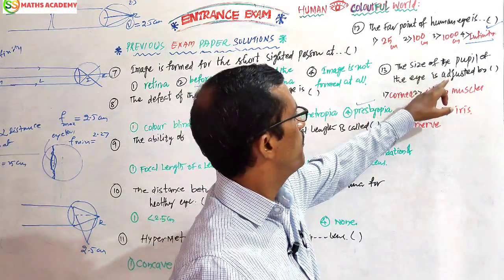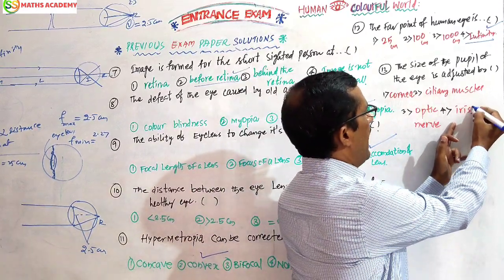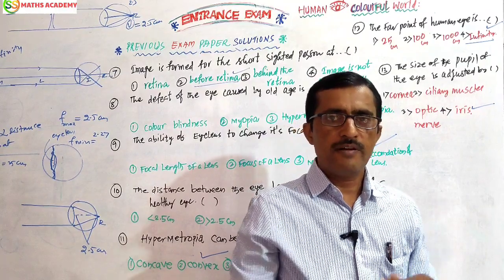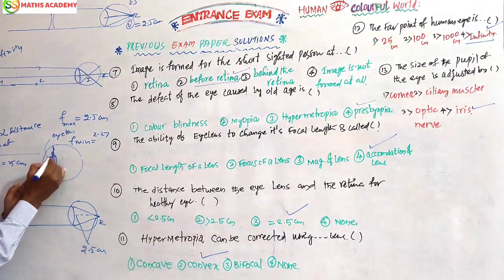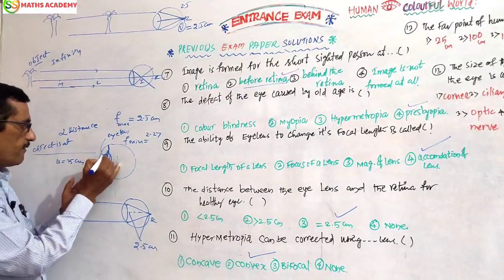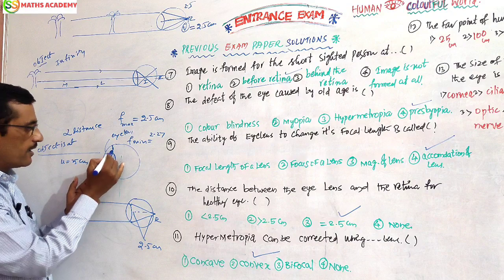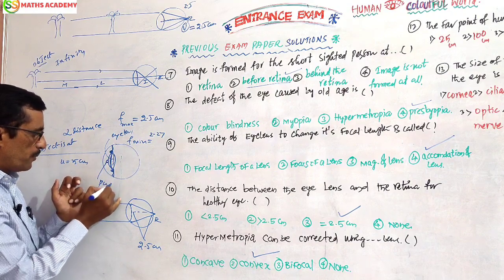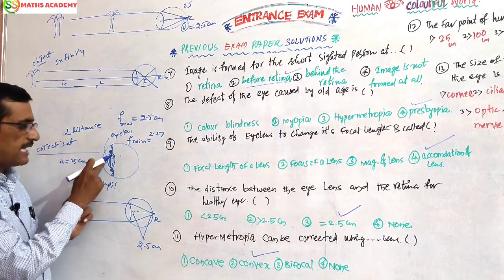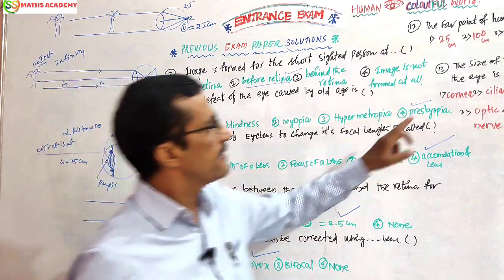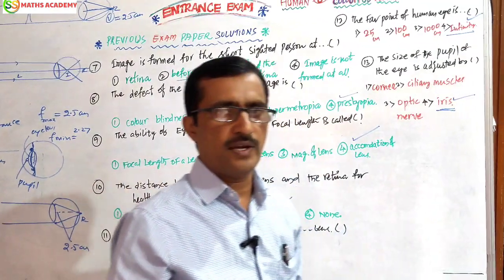Next, the size of the pupil of the eye is adjusted by. So you see children, iris. Iris is the correct option because when you take the human eye, you see this is the eye lens. Here a diaphragm structure is there. This is called iris. The midpoint of the iris is called pupil. Here the iris can control the size of the pupil. Therefore, the size of the pupil of the eye is adjusted by the iris only.